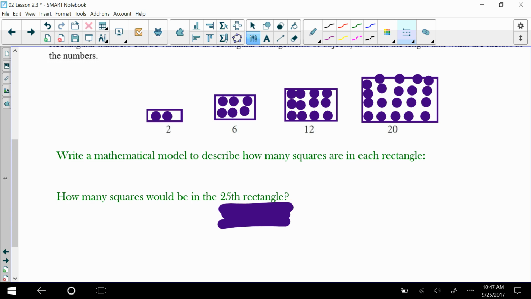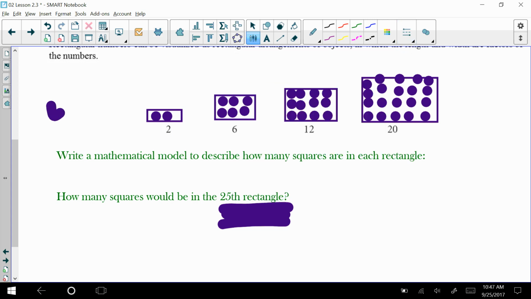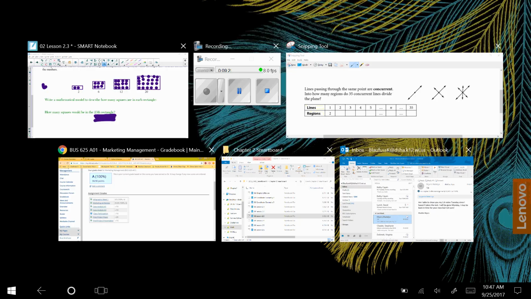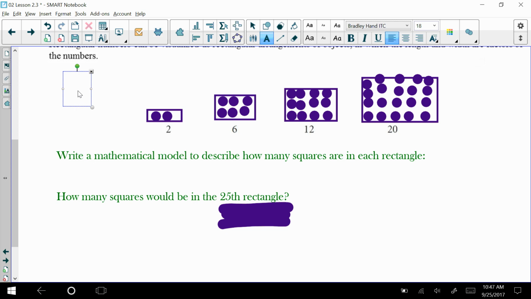So I already know that my number of dots is length times width. I'm going to have to move to a different mode here. So I know that the number of dots in my rectangles are length times width. And I know that my length, based on my observations, is the number term that I'm in, plus 1.